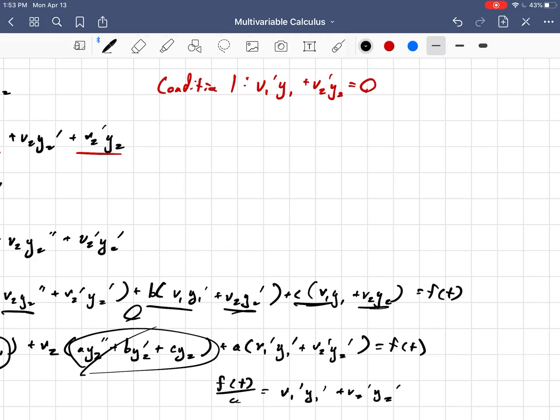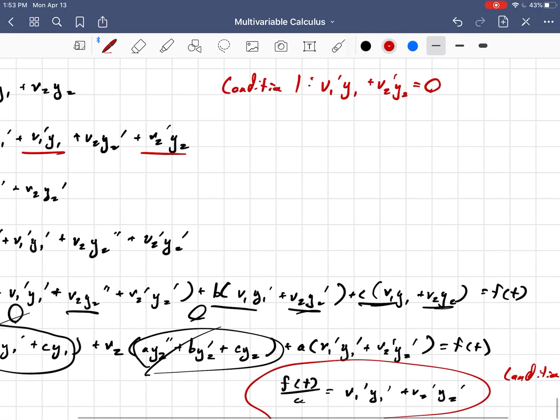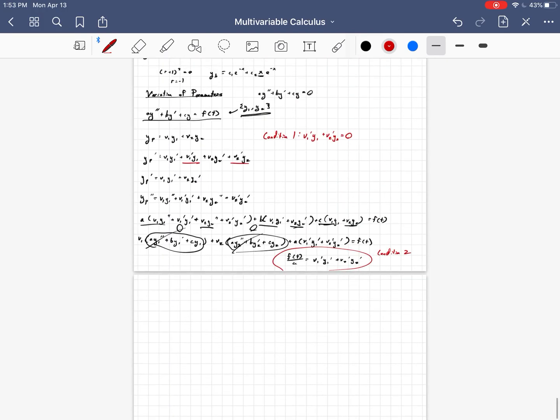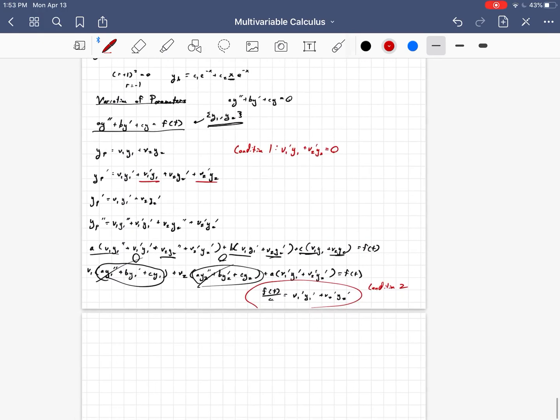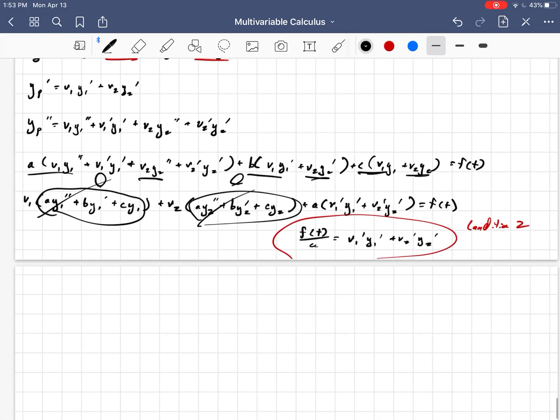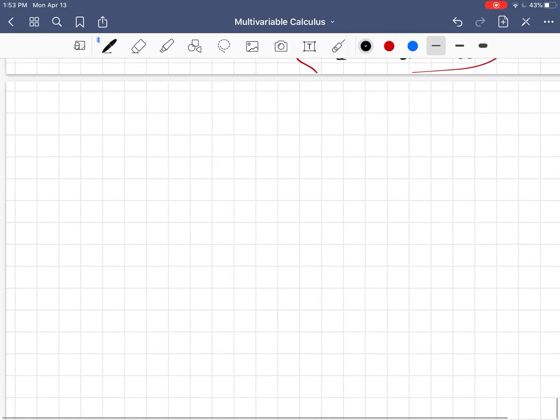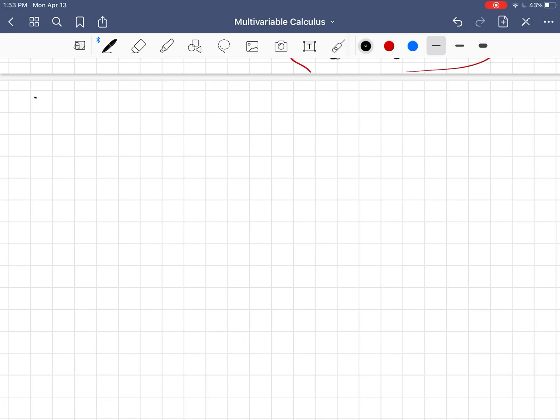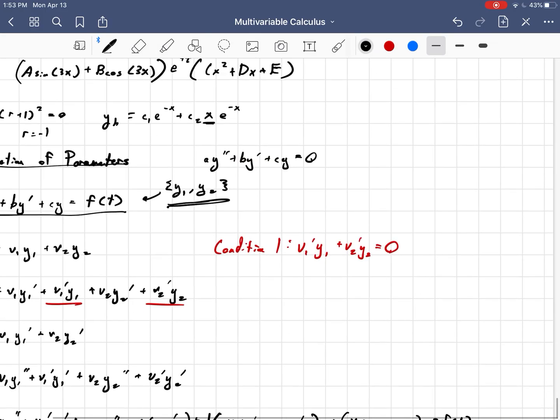So that means f of t over a is v sub 1 prime y sub 1 prime plus v sub 2 prime y sub 2 prime. And this is the second condition and the only other one, at least for second order equations, that I'm going to impose. So that is really all the derivation for variation of parameters. So, just remember your two conditions.